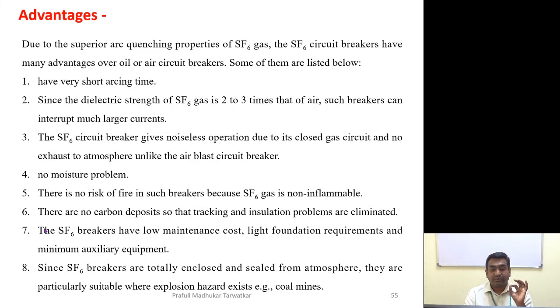The SF6 breakers have low maintenance cost, light foundation requirement and minimum auxiliary requirement. Since they are totally enclosed and sealed from the atmosphere, they are particularly suitable where explosion hazards exist, like coal mines, where due precautions are to be taken. So there you can install these SF6 circuit breakers.